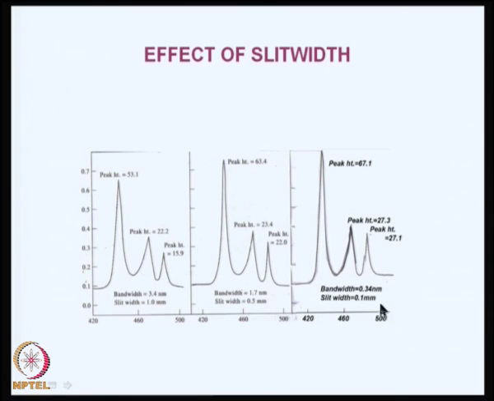Suppose you reduce it to 0.1 millimeter in the third case, like here. Now the peak height here is 67.1 compared to 63.4 here and 53.1 here. So, as we reduce the slit width, the peaks will be sharper and the spectra should be so much purer. But it is always a trade off between the best slit width and best intensity.